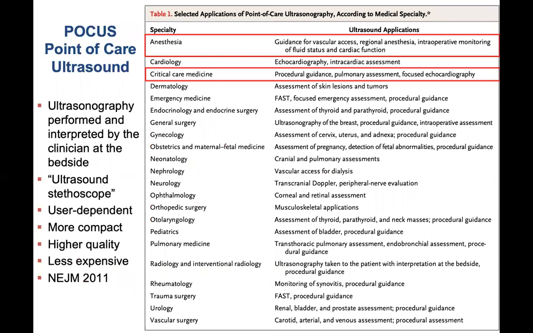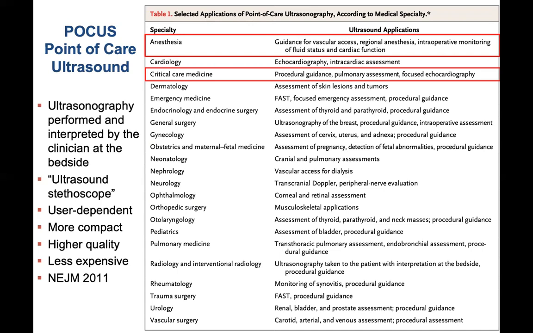So point of care ultrasound, why do we do it? Point of care ultrasound is by definition ultrasound performed and interpreted by the clinician at the bedside. And we're starting to sometimes even talk about the ultrasound stethoscope. In the future, are people going to carry around little ultrasounds instead of stethoscopes to gather more information when they do their physical exam? Of course, this modality is user dependent. So if we're going to use ultrasound, we're going to need to train people on how to use it, how to acquire the images, and interpret them. The benefits are that it's more compact, it's higher quality, and it's of course less expensive.